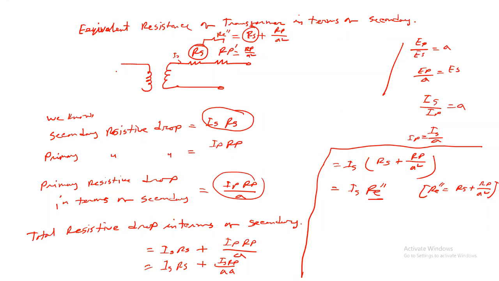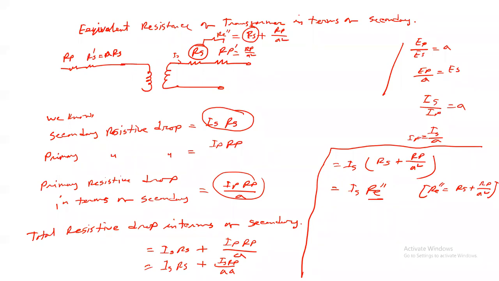So our primary part, just repeat. This is our primary part. This is the RP and this is RS single prime, which is equal to A square RS. Clear? This is A square RS and this is RP by A square.